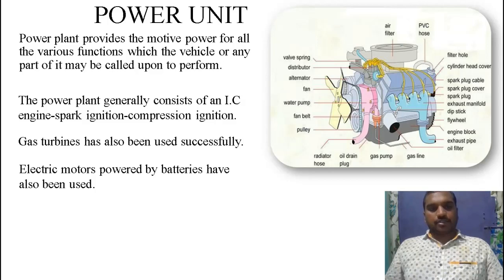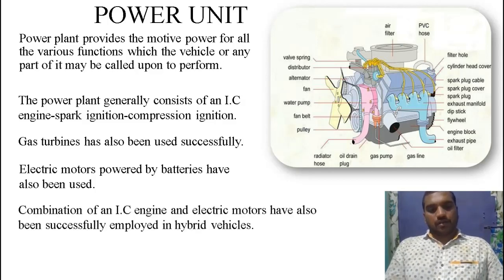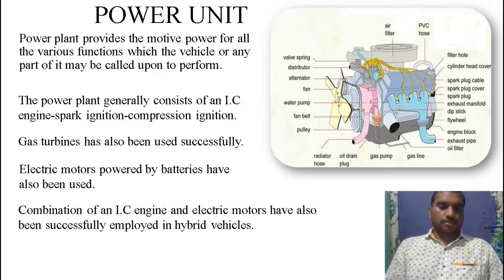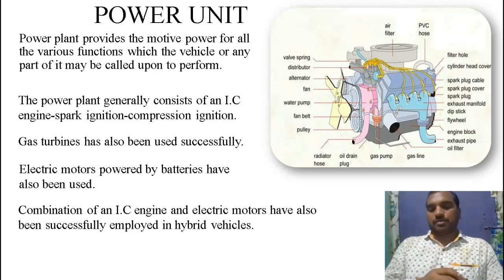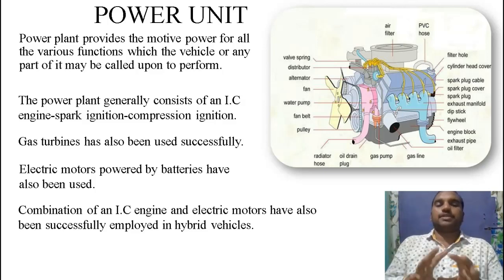The next point related to the power unit is that a combination of an internal combustion engine and electrical motors has also been successfully employed in hybrid cars. In hybrid cars, we are adding one more energy element: the IC engine is one energy element and the electrical motor is another device. So two energy sources can be successfully combined and installed in hybrid vehicles.